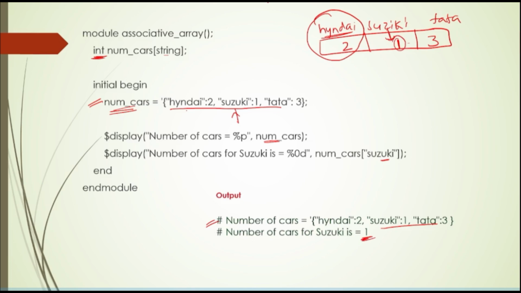If you want to display only a particular element of a particular index, you can do it this way, like number of cars of Suzuki. Clear? So this is how you write the associative array.